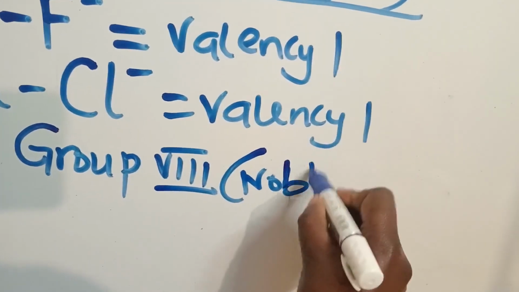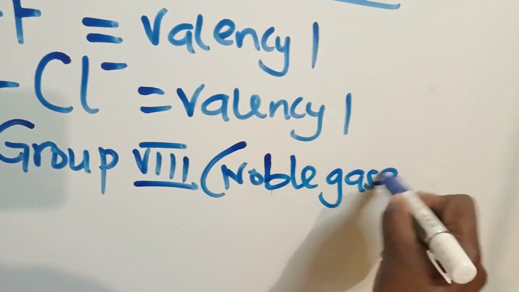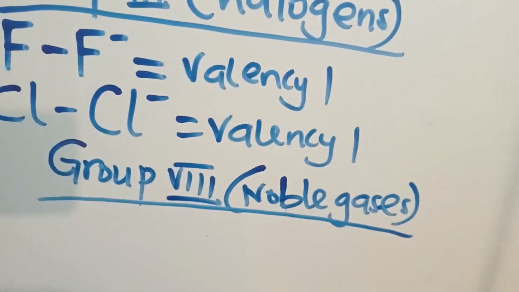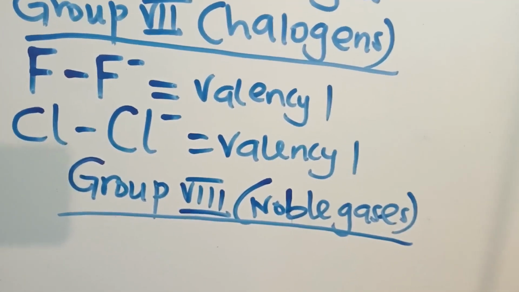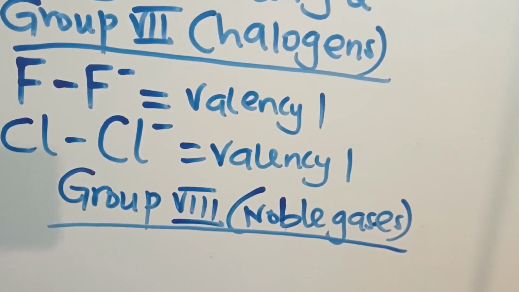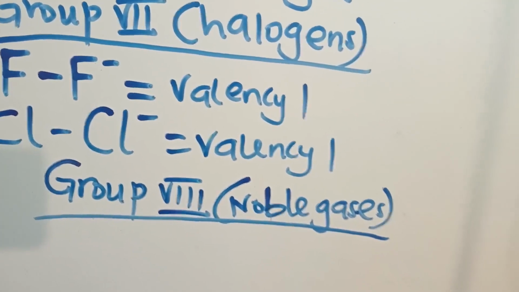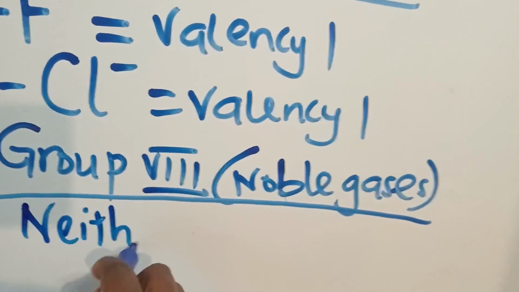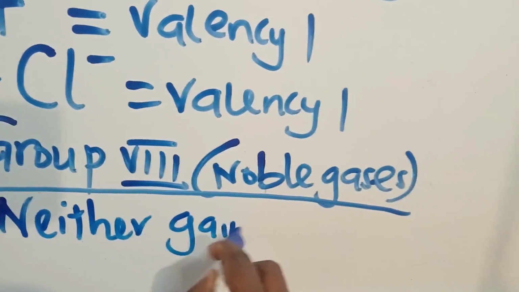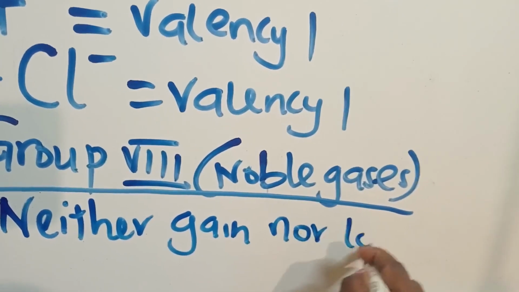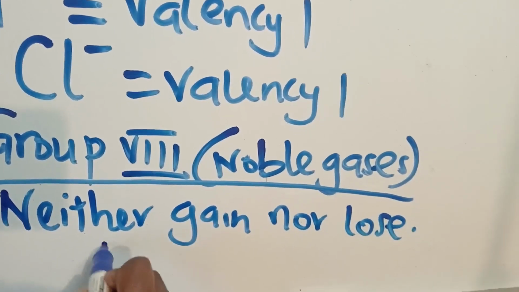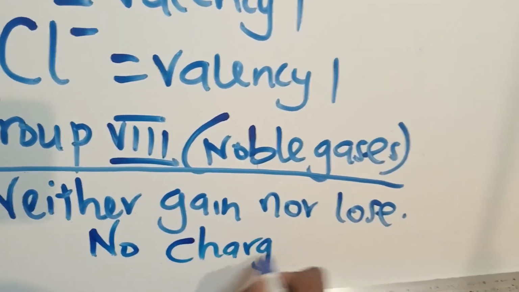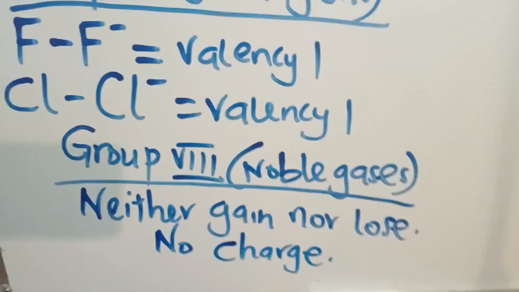The noble gases, these ones have a valency of 0 because they do not gain, they also do not lose. So they neither gain nor lose. So they do not have any charge.